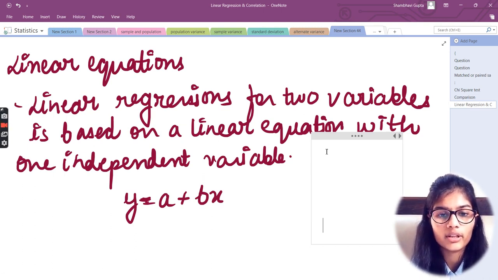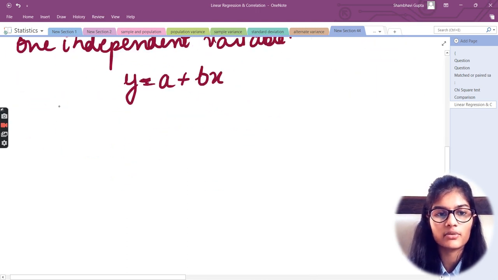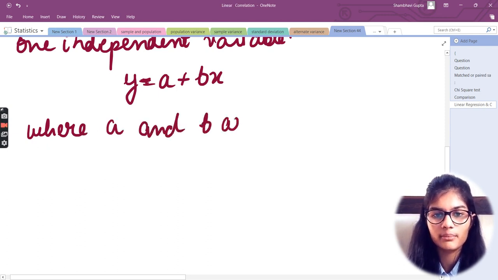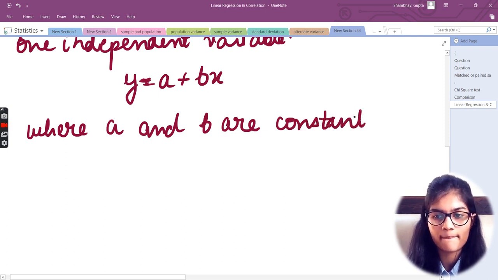Now I will look at some more things: what are the values of a and b that I have here. So I could simply write here that a and b are constant numbers, the constant numbers which we have.